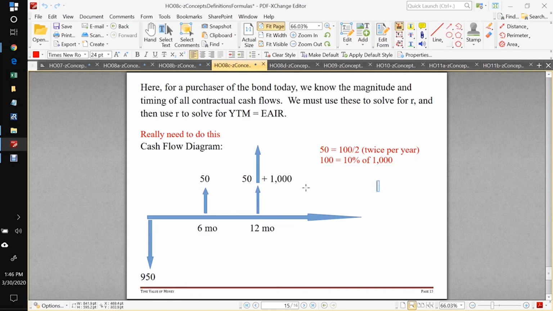So we know that half of the coupon is going to be paid in 6 months, and the other half is going to be paid in 12 months. And that's the end of the contract. So that's when we're also going to get the contractual face value back. So here's our cash flow diagram, and now we would treat this just like any other 3 cash flow problem. And what we're missing here, what we need to solve for, is R. We know the cash flows, we know when they occur, we've just got to get R.